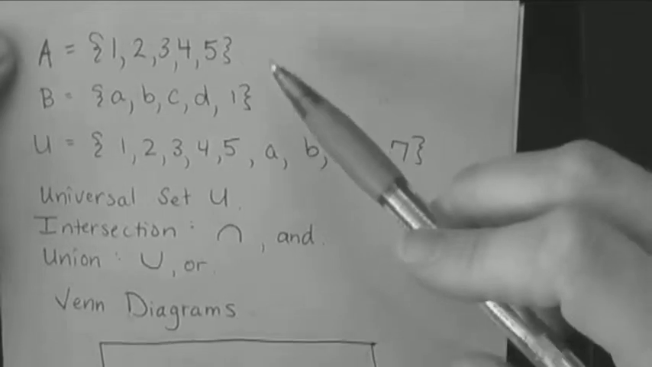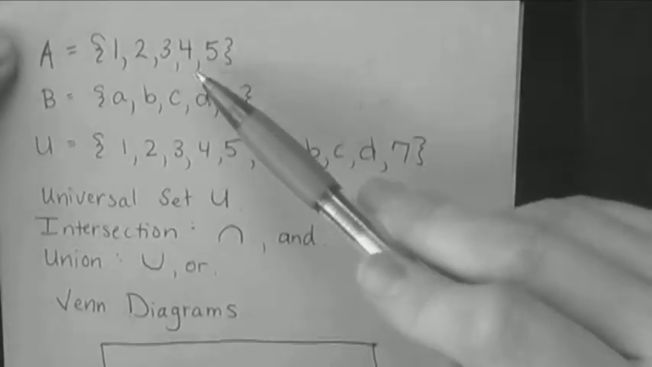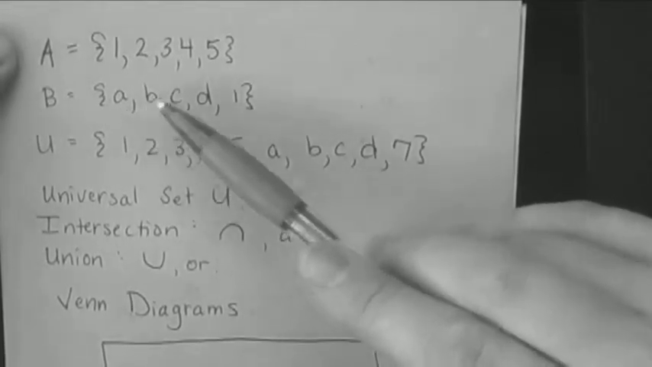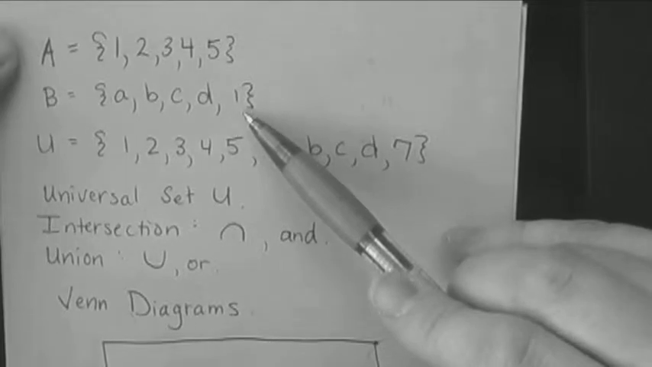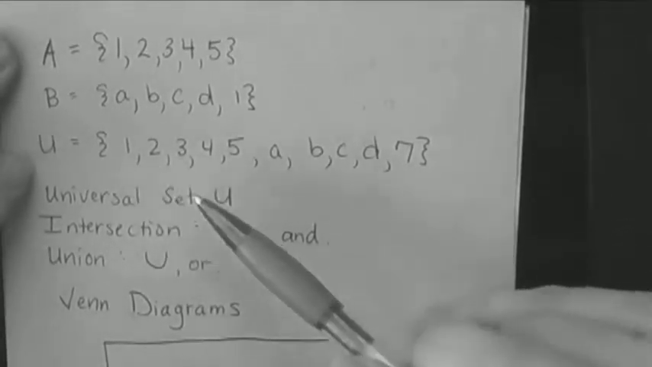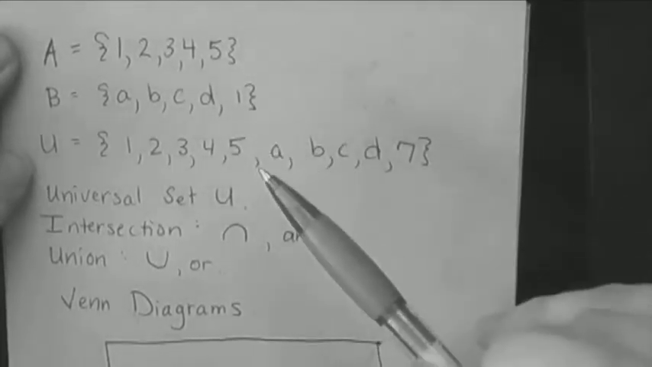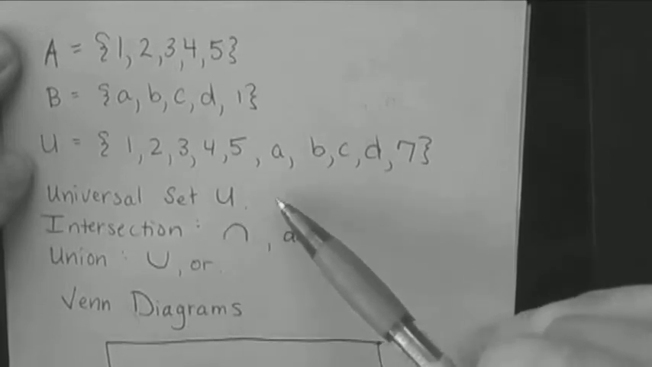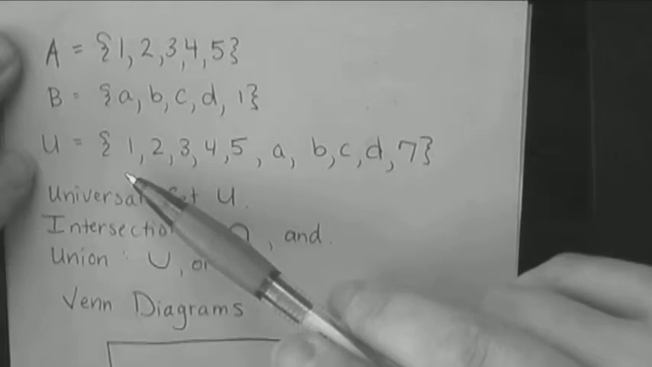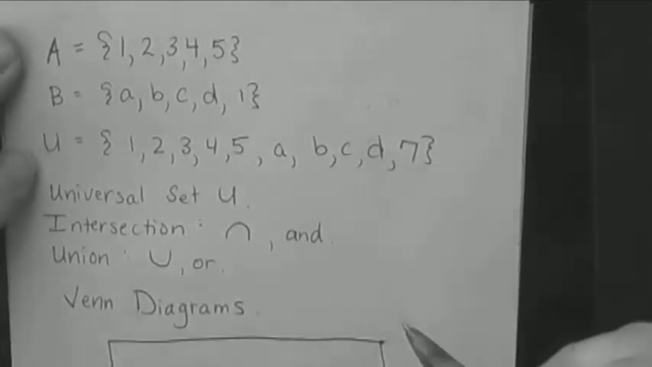So first, let's suppose we have two sets. We have a set A that consists of the elements 1, 2, 3, 4, 5. We have a set B that contains the elements A, B, C, D, and 1. Then here I have labeled U. U is a universal set. It's any set that contains all of the sets that we're talking about in a problem. U can be any number of different sets. In this example, I just chose U to be 1, 2, 3, 4, 5, A, B, C, D, and 7.